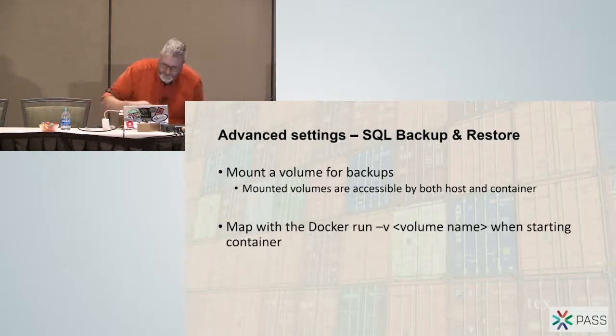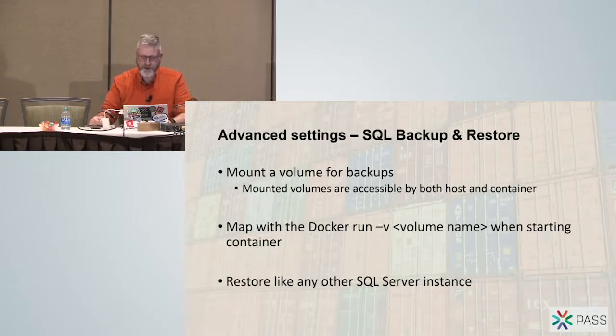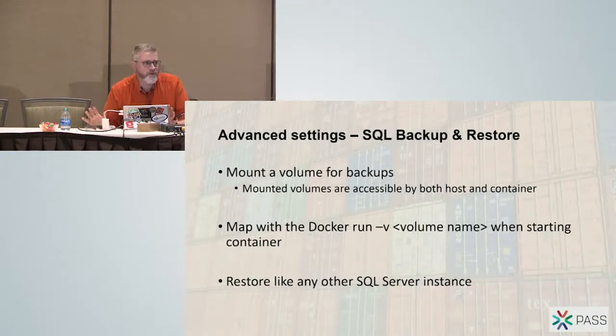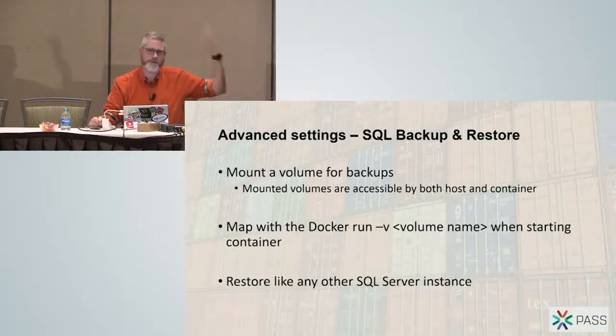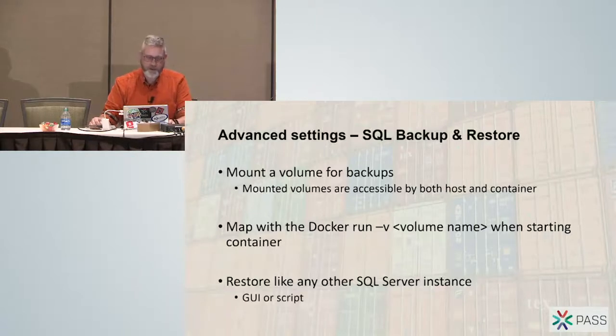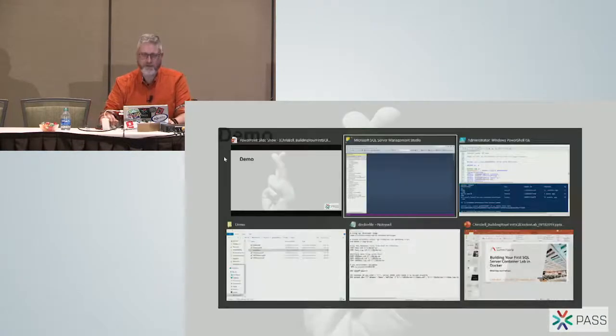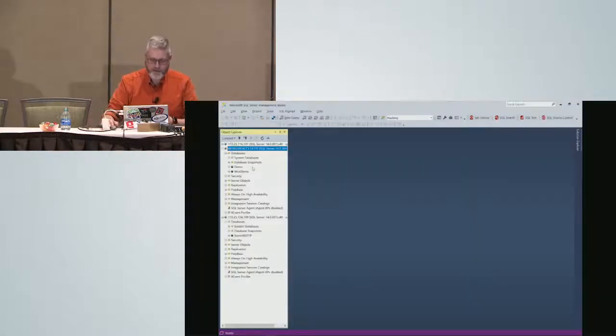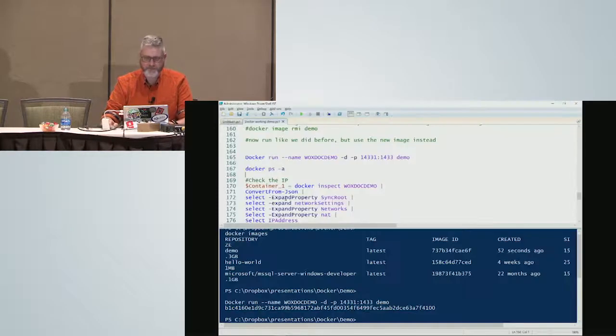So we map this with the run -v volume name in there, and then restoring a database in containers, it's SQL Server. Right-click if you want, or write your T-SQL code. It's the same process to restore: restore from this path over here, put it on my SQL Server, and done. So it works nicely that way. GUI or script, either one works. Let's take a quick look at that in here. Let's get our volume set up.